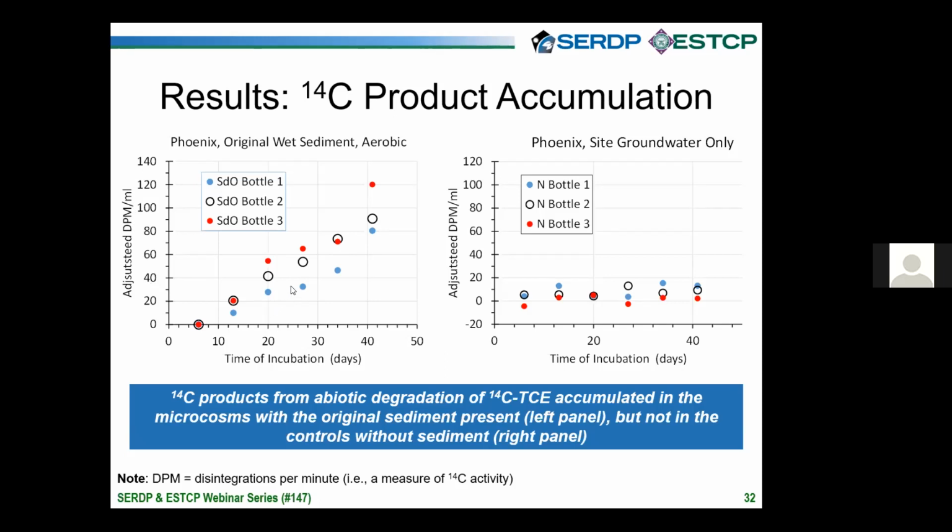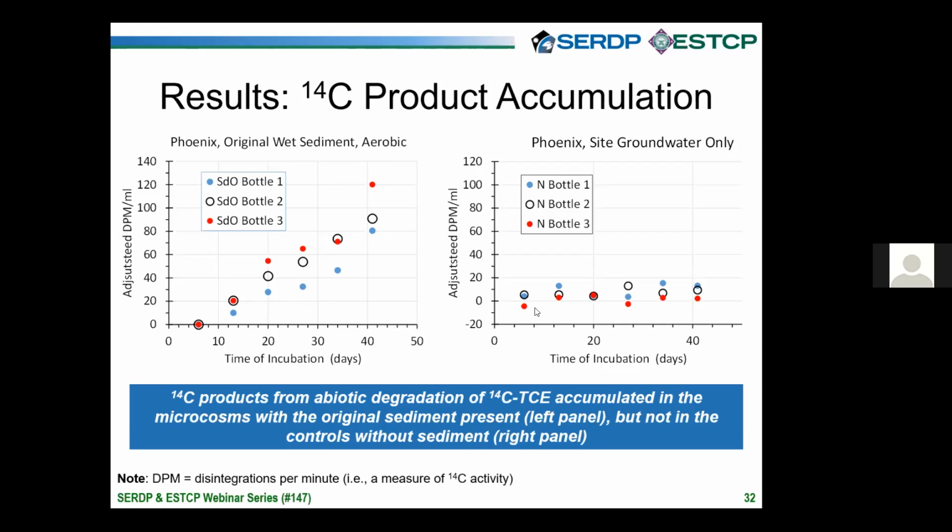And so the panel on the left shows the results for triplicate bottles. All of the treatments are done in triplicate. And this was a situation where, again, it was the original wet sediment under aerobic conditions, which actually that particular aquifer that we got the sample from does have enough DO in it to categorize it as aerobic. And what you can see in here over time is a steady accumulation of 14C labeled products from the 14C labeled TCE that are accumulating over time.